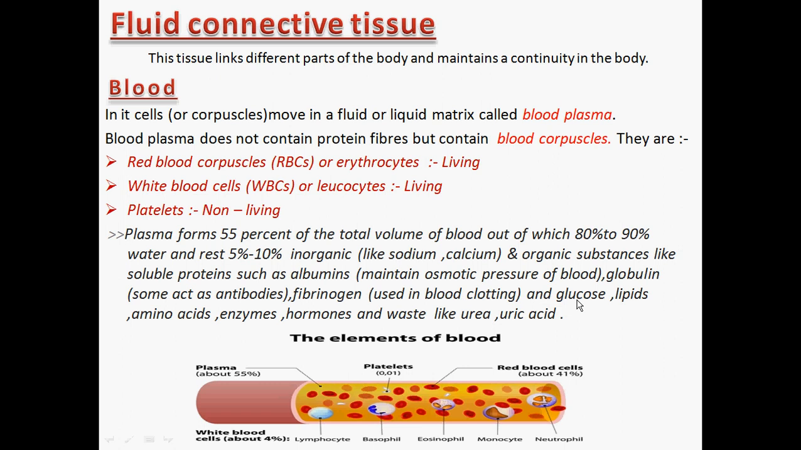Okay, and the glucose, lipids, amino acids play different roles according to their characteristics, properties and functions, and enzymes, hormones, waste like urea, like the enzymes involved in the growth of a body, and even to reduce other diseases like thyroid or any other. So all these different inorganic and organic substances play a different role in our body, and they are present in the plasma.